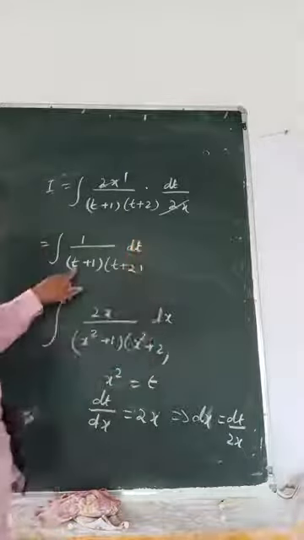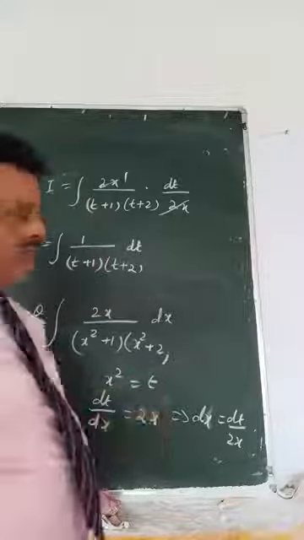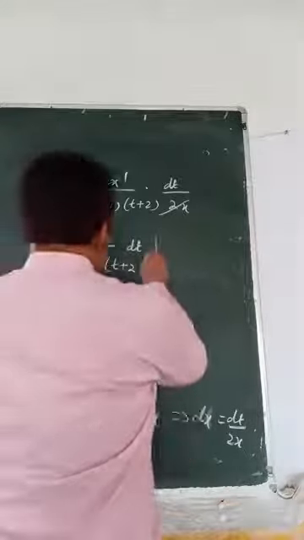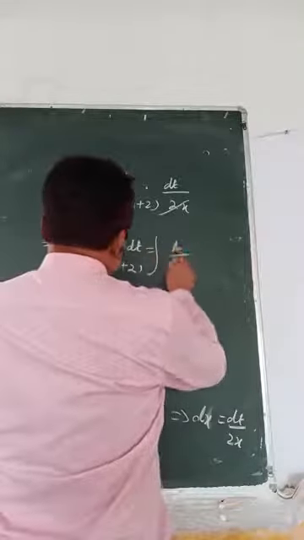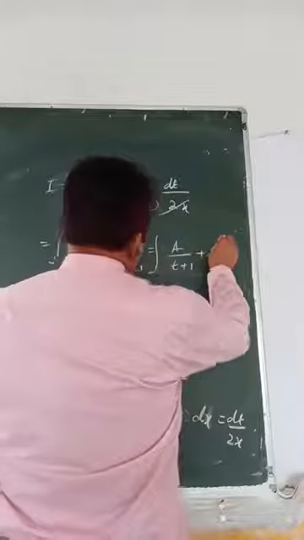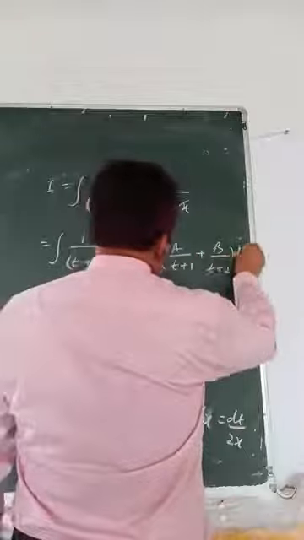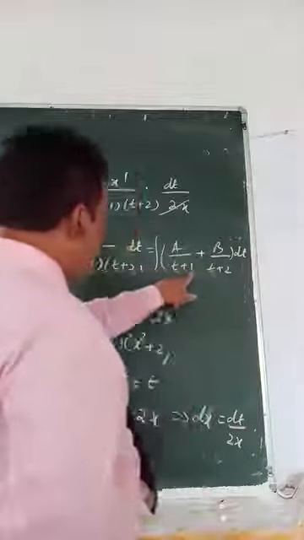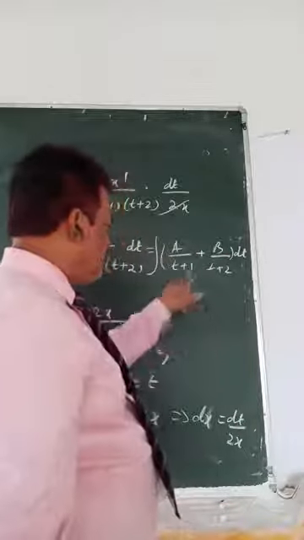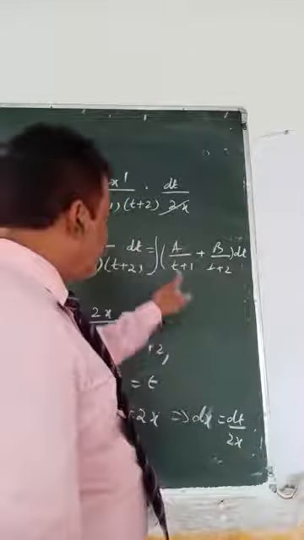Now look, this is linear form. So linear form means this will be a by t plus 1 plus b by t plus 2, dt. So how we have solved? Look at that, try to complete. At the last, after integration, put the value of t.